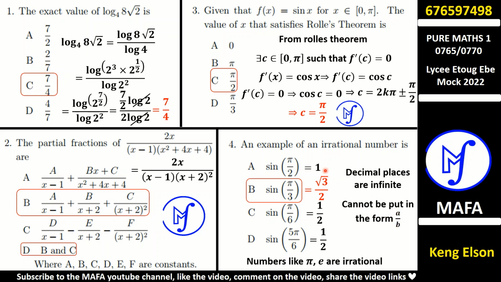because, in terms of expressing it as a fraction, option A can be expressed as 1 on 1, yes. Option C, this is a fraction 1 on 2. Option D is a fraction 1 on 2. But option B, you see that it is expressed as a fraction, but now the numerator is not an integer, the numerator is a square root, which is an irrational number. So automatically root 3 on 2 becomes an irrational number as well. So for question 4, option B is correct.